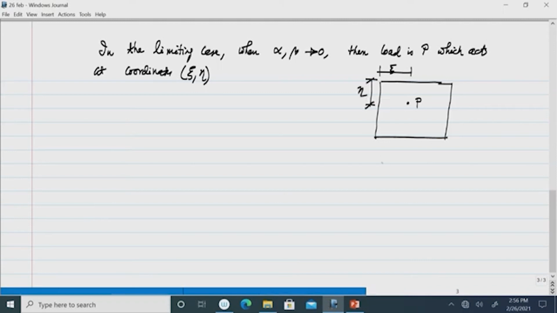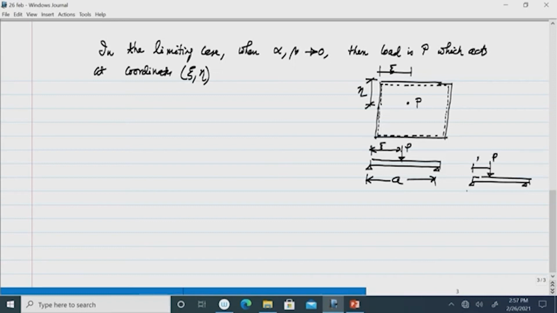That means, if you see a section of this simply supported slab, along the load, you will find the load P acting here if this section is shown along the longer direction, with length A. If this section is shown in the shorter direction, you will find this is eta and the length of the plate in the shorter direction is B.